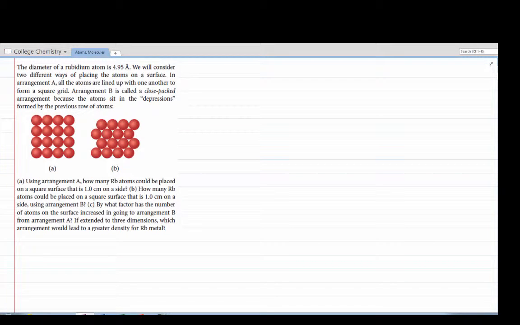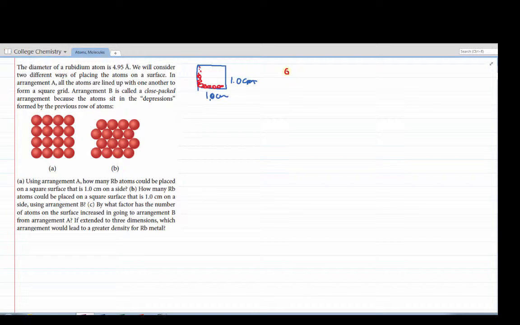Okay, here we have a challenging problem. We have a rubidium atom stacked together very nicely in arrangement A, and we have to find how many rubidium atoms are found in a square that's 1 centimeter on the side. So if we start out with a drawing, we're going to see that 1 centimeter by a centimeter square. Obviously the centimeter is a much larger unit than the angstrom, so you're going to find a lot of rubidium atoms quite nicely stacked in our A here. And then we have to find how many there are.